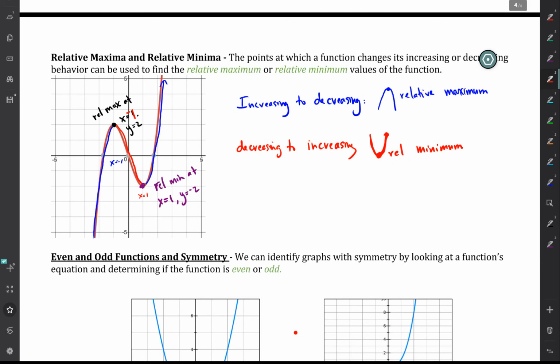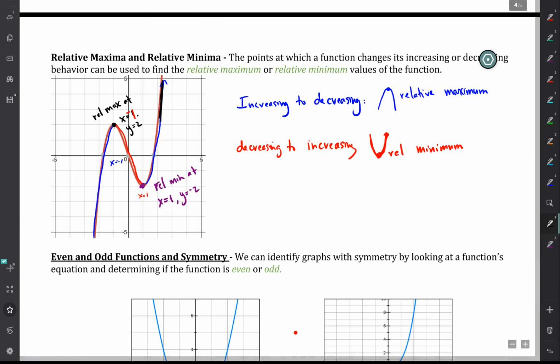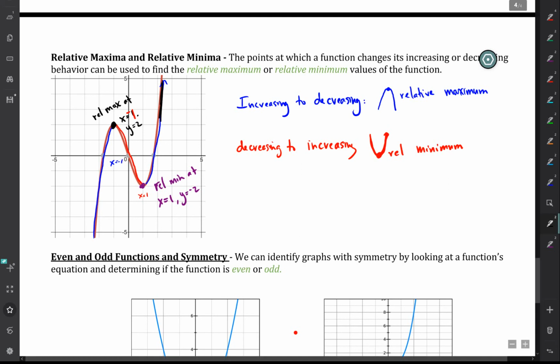Okay, and now notice that these are relative max or minimums because there are actually larger y values over here. These are bigger than y equals 2, but if you just zoom in and look at x values to the left of x equals 0, the maximum y value would be at this point right here, which is y equals 2.